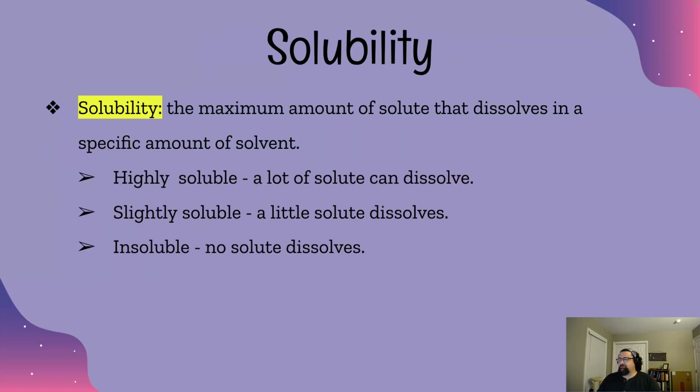Okay. And then solubility is defined as the maximum amount of solute that dissolves in a specific amount of solvent. So if something is highly soluble, it means a lot of it can dissolve. Think salt. You could really pack salt into water. It's highly soluble. Slightly soluble would mean that only a little bit will dissolve. Sugar water, we've seen that. We've poured in the sugar, we've stirred around, sugar stays in the bottom. It's slightly soluble. Some of it will dissolve into solution, but some of it won't.